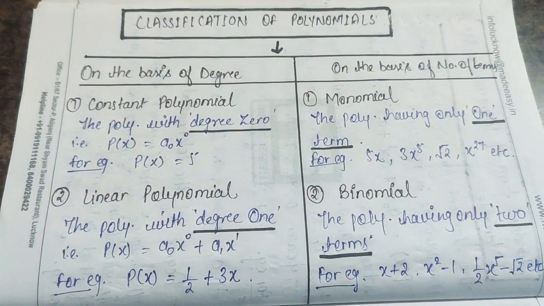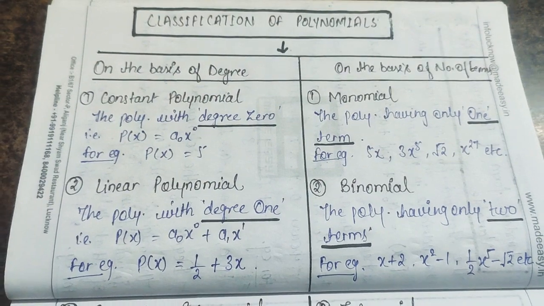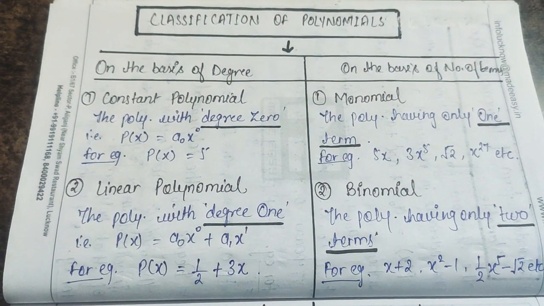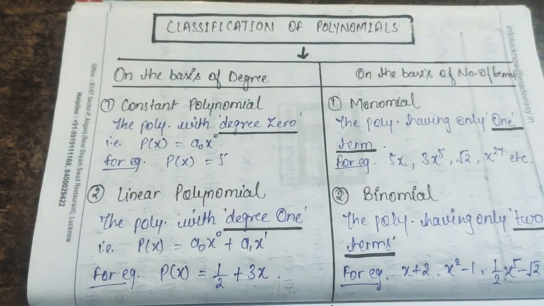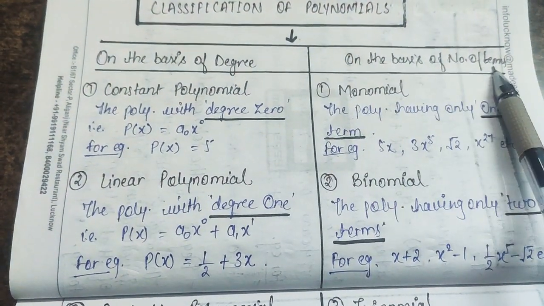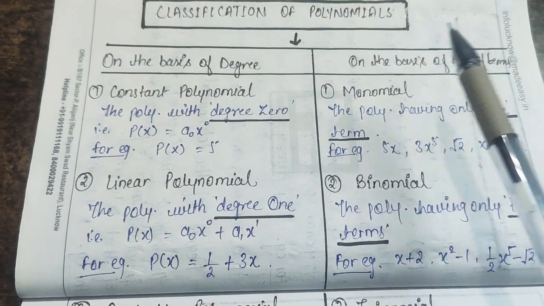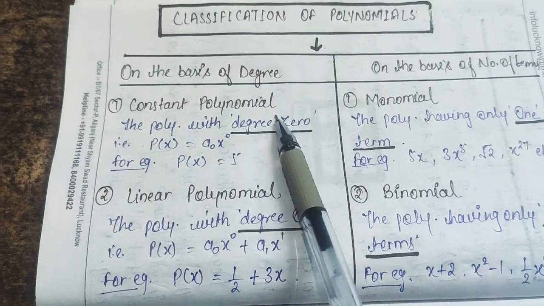Today we will classify the polynomials. Means we are going to get to know what are the types of the polynomials. So the classification of the polynomials can be done on the basis of degree and on the basis of number of terms. On the basis of degree, we know the minimum degree can be 0.